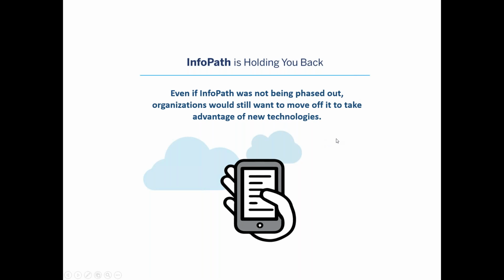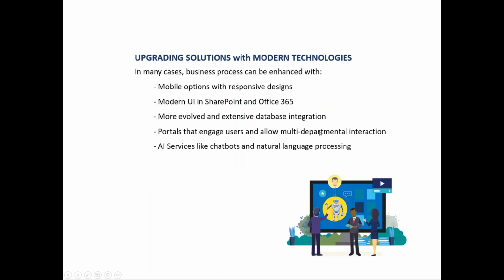You're missing out on new technologies like what? Well, mobile, cloud, modern UI, portals, AI services. Mobile is very important. Modern UI is a responsive design, portals, AI services. You're just missing out on a lot. And here I sum it up a little bit: business processes can be enhanced with mobile options, responsive designs, modern UI, more extensive database integration, portals that engage and allow multi-department interaction, and AI services like chatbots and language processing.